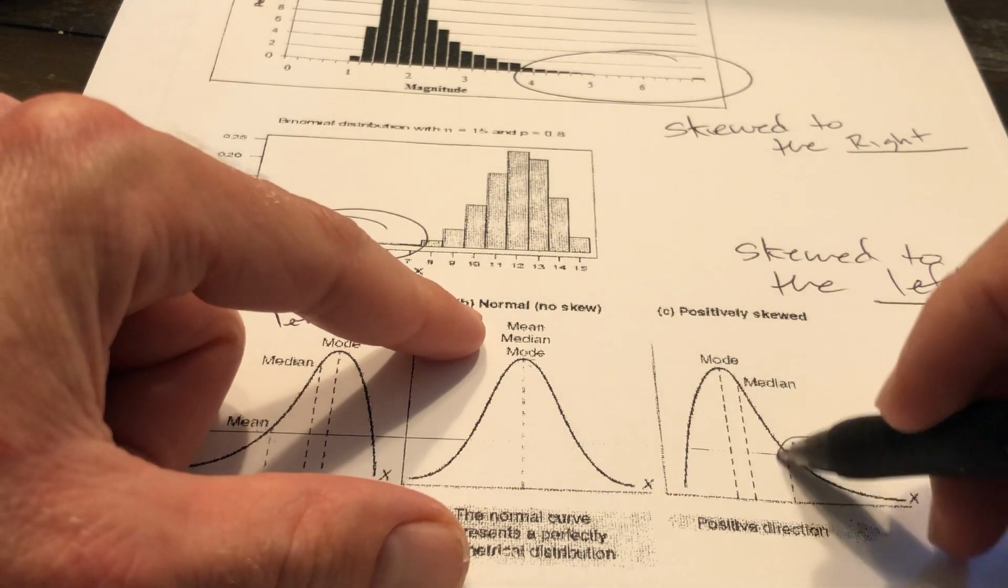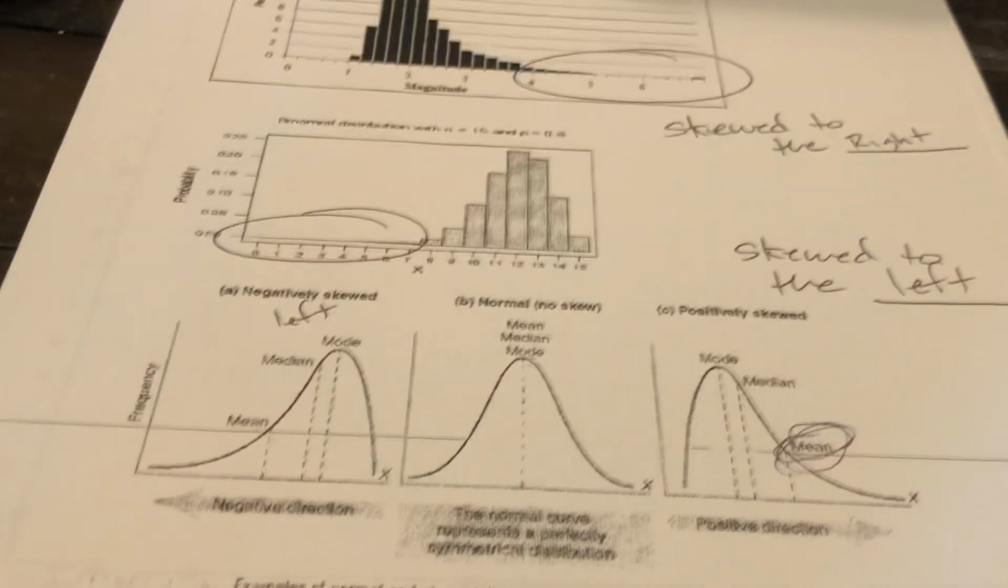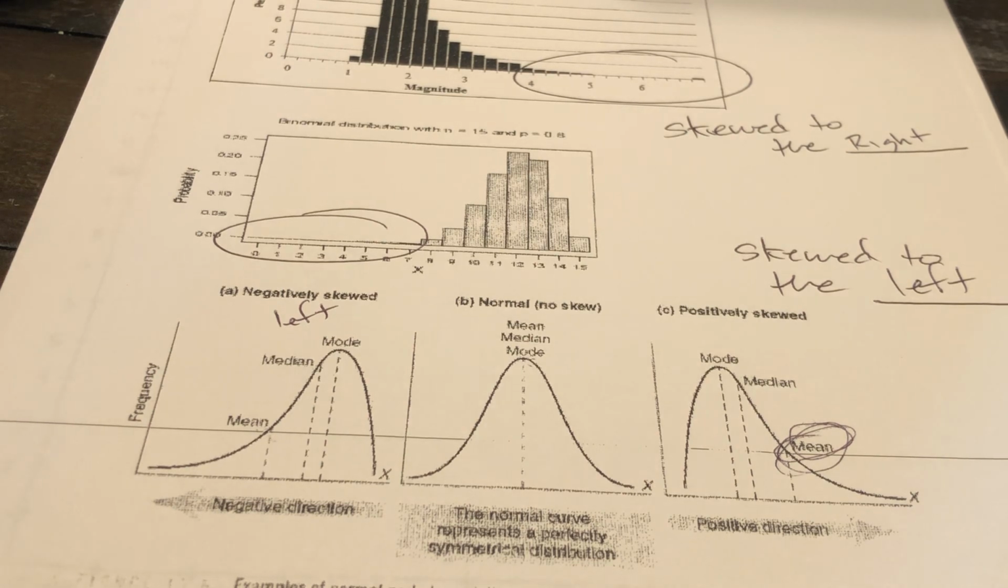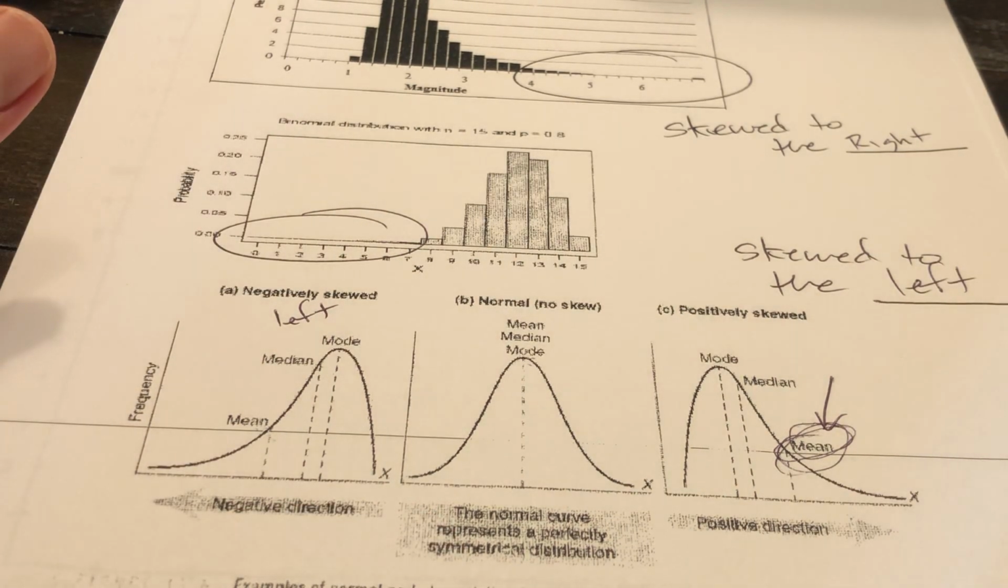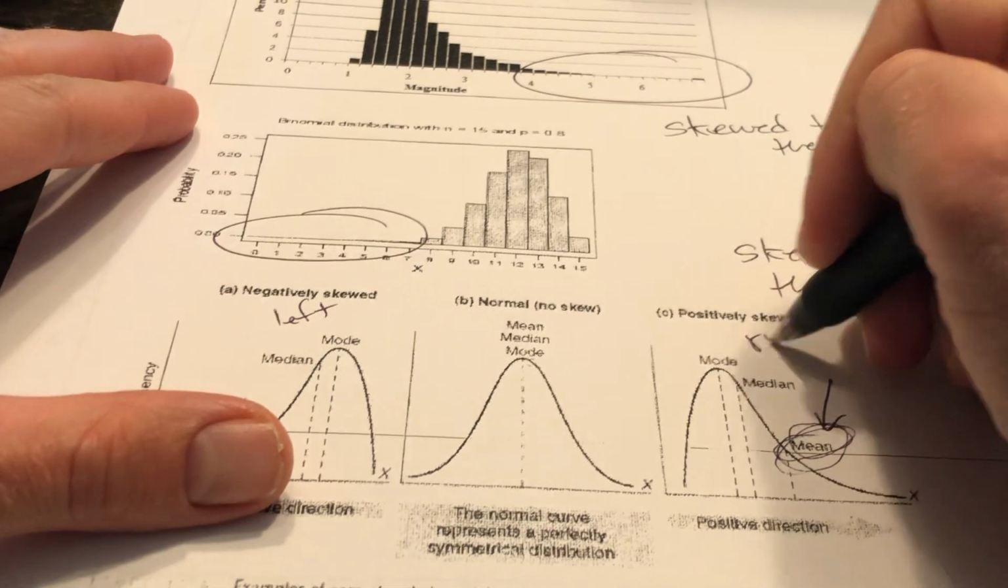If it's positively skewed, say you've got a neighborhood where all the homes are 200,000 for the most part, but there's 5 homes that are $2 million apiece, the average home price in the neighborhood is going to look more expensive because it's skewed to the right.